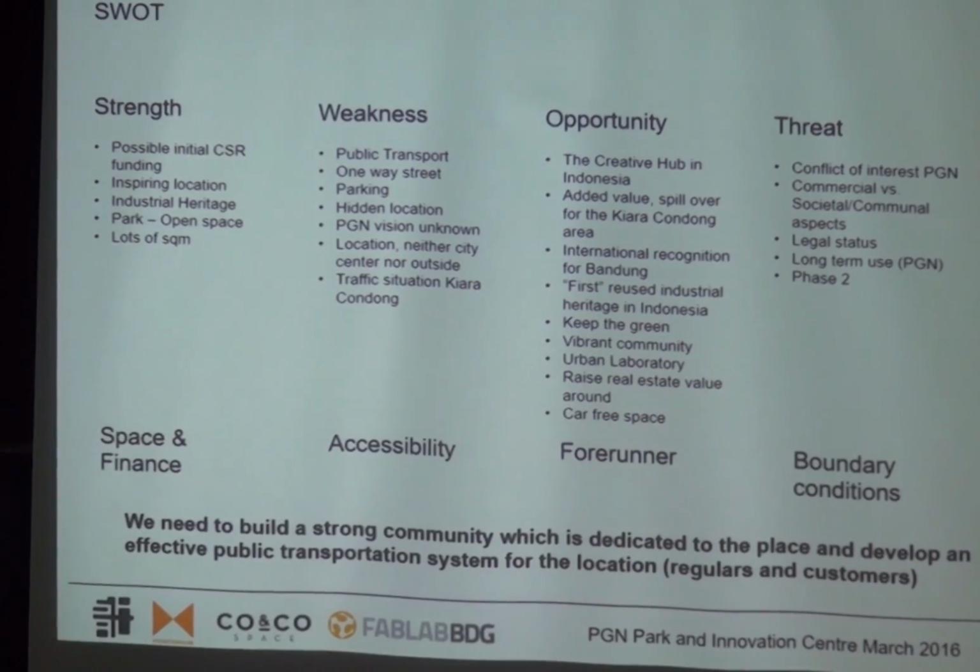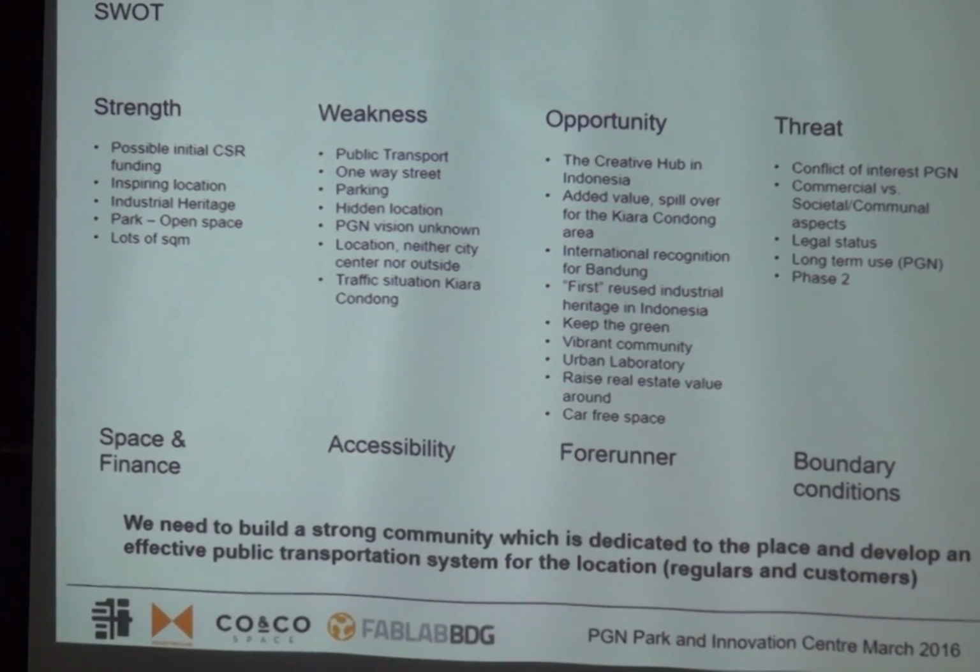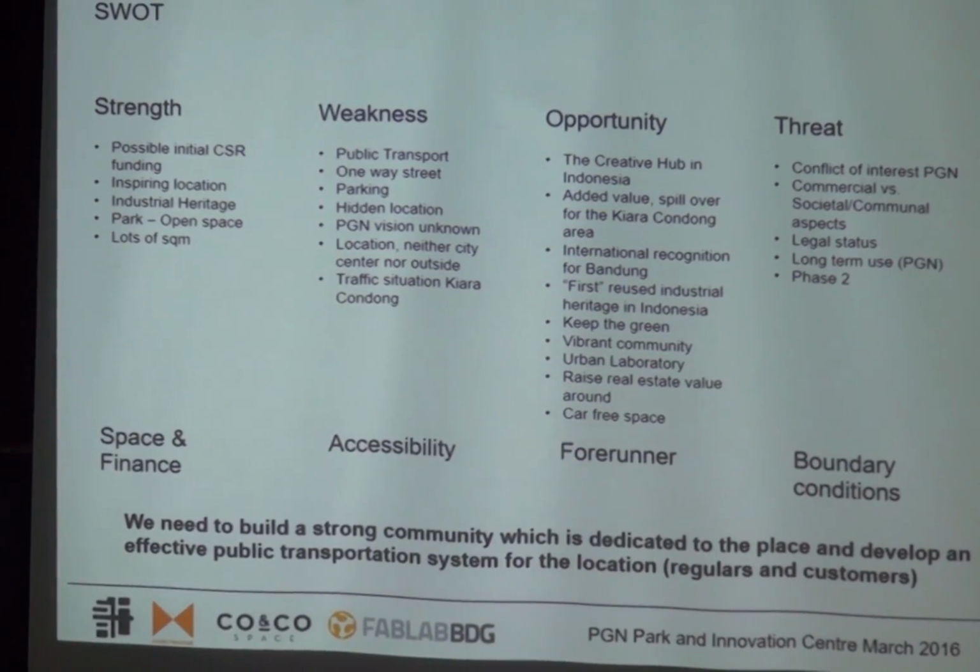Weakness, as I already told you, was the public transport. Now, how do we get people there? A one-way street. There were no parking facilities other than street parking. The location is somewhat secluded. It's not very obvious to people. So you have to think about a way how to bring this place into the awareness, into the minds of the people.